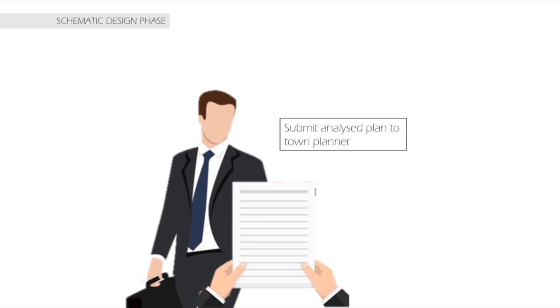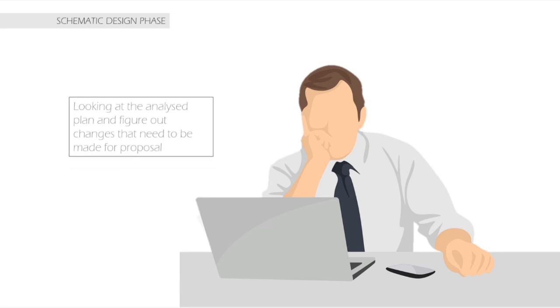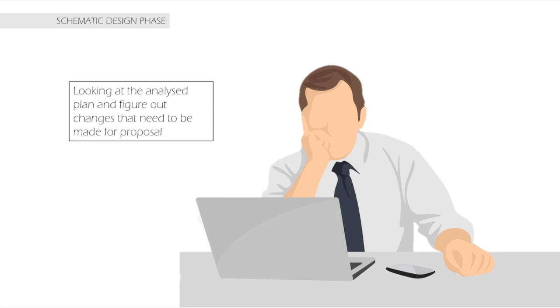After surveying the site, the land surveyor will submit the analyzed plan to the town planner. At this time, it is the town planner's job to check the analyzed plan to ensure it follows the local planning rules and regulations, and advise on the changes needed before submitting the development order to the One Stop Center in the town council in Selangor, which is called Majlis Bandaraya Petaling Jaya.